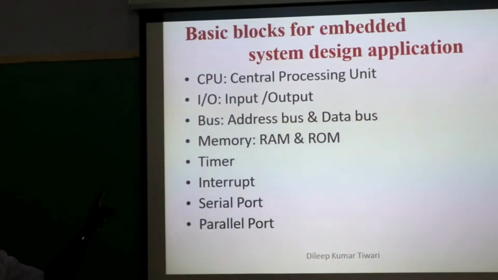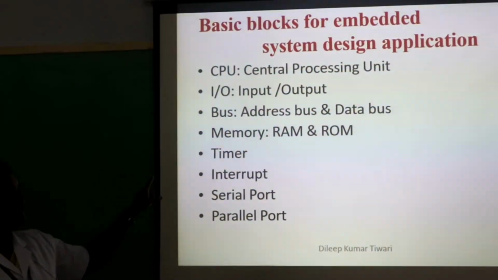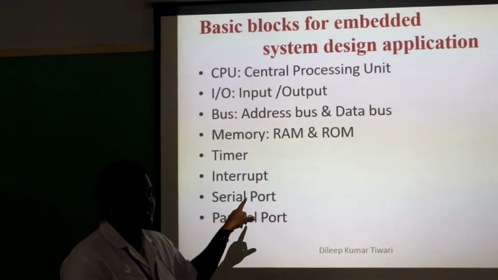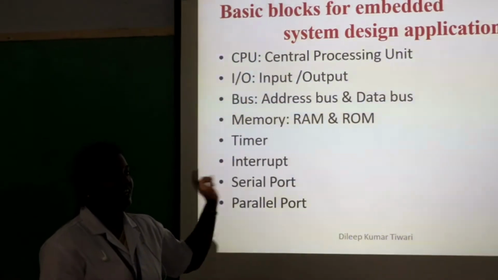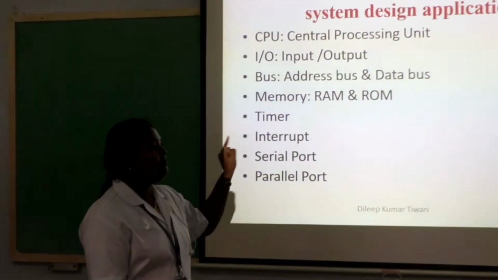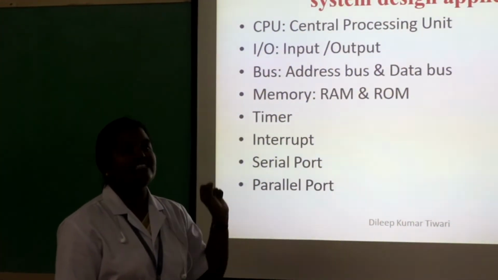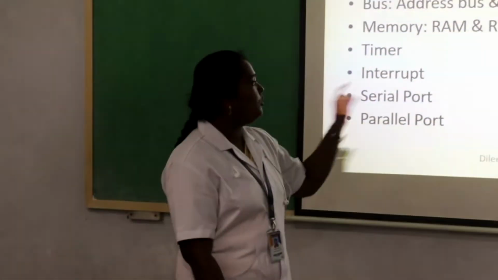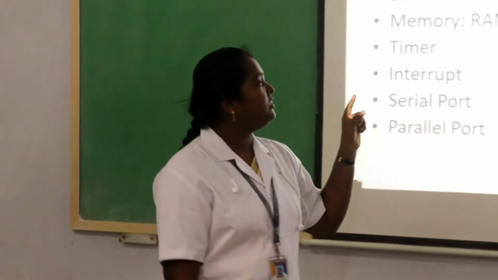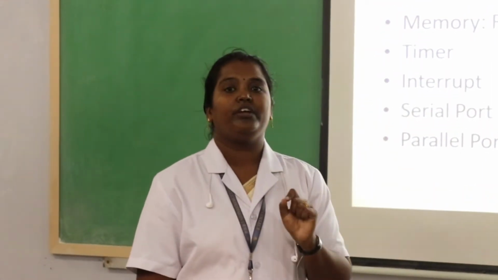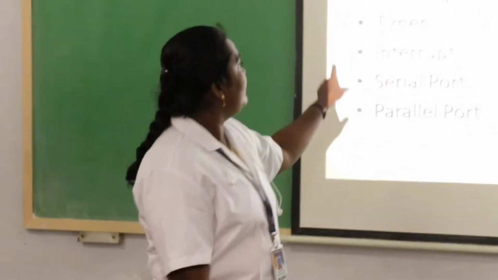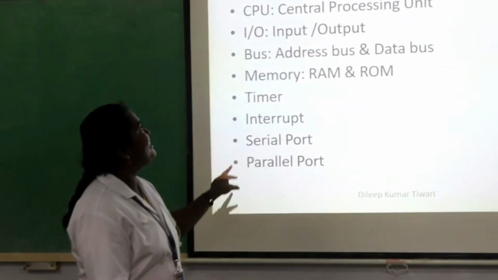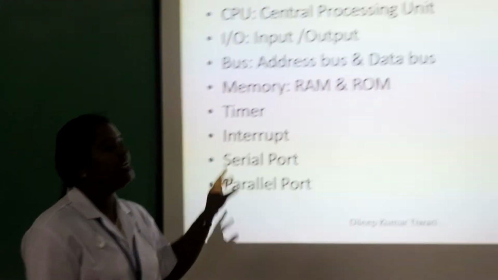Next one, RAM and ROM. We already know the difference between RAM and ROM. What is the use of RAM? RAM is random access memory and ROM is read only memory. RAM is considered a volatile memory, that is, it is used for storing the data temporarily in your computer. And ROM is called non-volatile memory, so it is used for storing the data in your computer permanently, right? Next one, timer, interrupt, serial port and parallel port. These basic blocks are normally available in the embedded system.